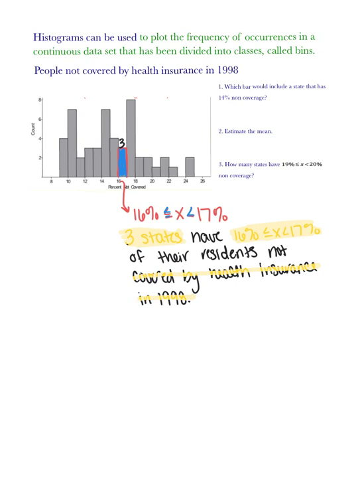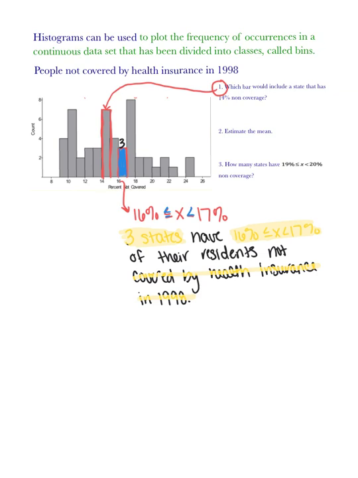All right, so the first question that I have here says, which bar would include a state that has exactly 14% not covered? So let's go back to what we said about left endpoints being included. So for this question, it looks like I'm going to this bar right here. This would be the bin that has 14% non-coverage because it would include that left endpoint. So there it is.